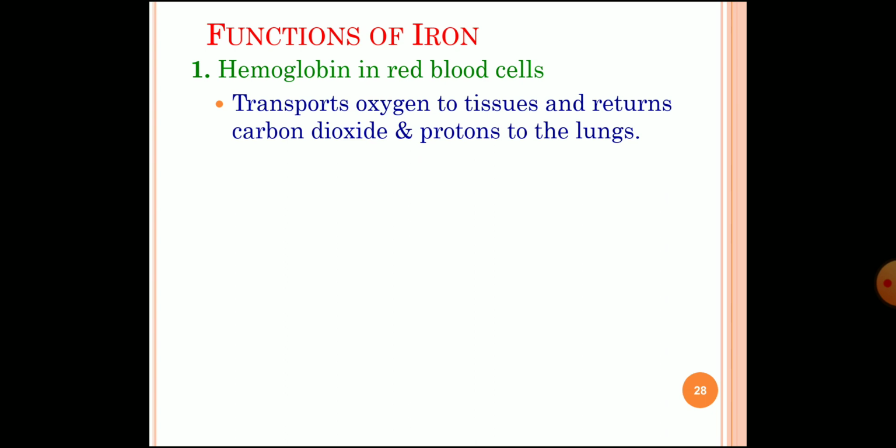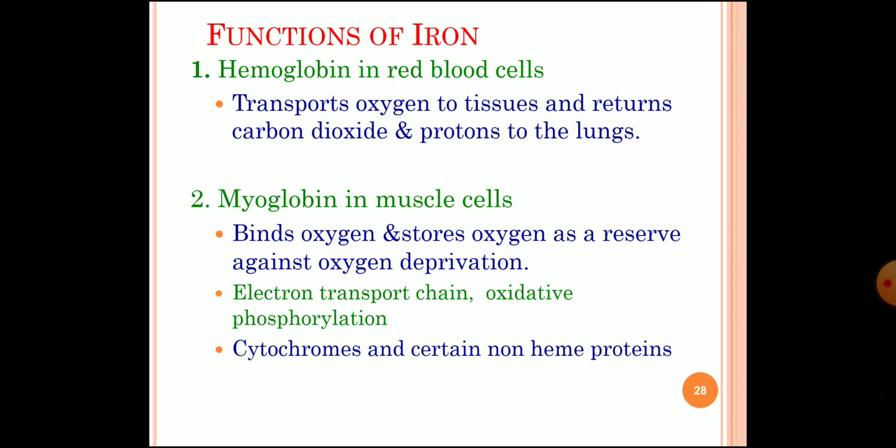Now we'll pass on to the functions of iron. You know, hemoglobin in the blood cell transports oxygen to the tissues and returns carbon dioxide and protons to the lungs. So that is another important function. Then myoglobin in the muscle cells binds oxygen and stores oxygen as a reserve against oxygen deprivation. Then there is the electron transport chain, oxidative phosphorylation, and cytochromes and certain non-heme proteins. So these are all important functions of iron.